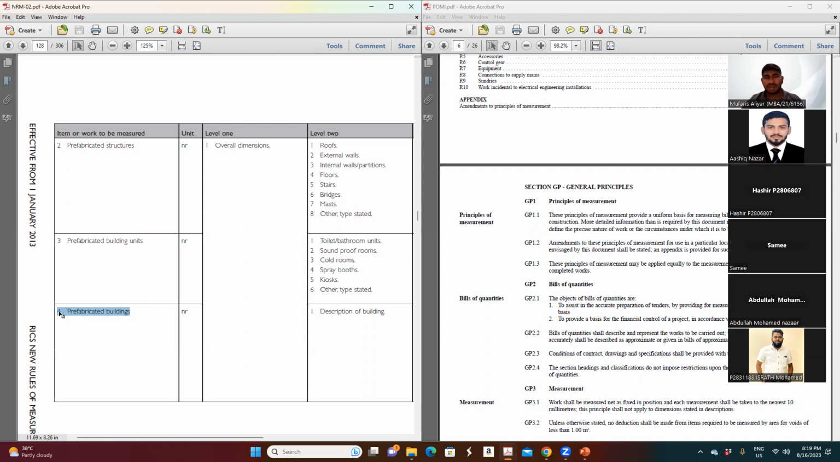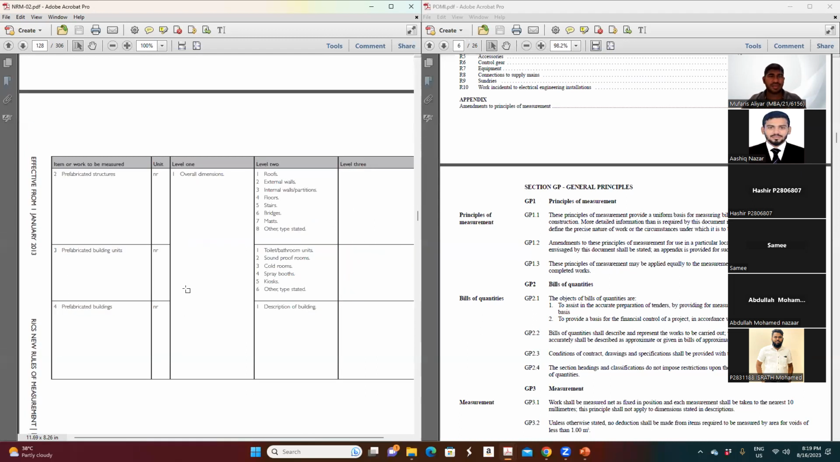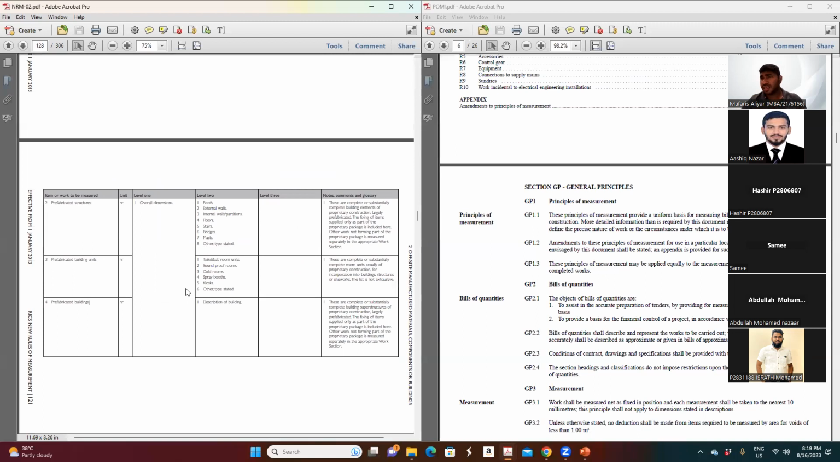No need to go for toilets and bathrooms and cold rooms. The building itself is prefabricated in a factory. They just come and place it. It's like in China, I think they did it recently during Corona. They did it for a hospital. I think there was a YouTube channel, interesting, you can go and see. In 7 days or 14 days, they built a 2 or 3 story hospital building.